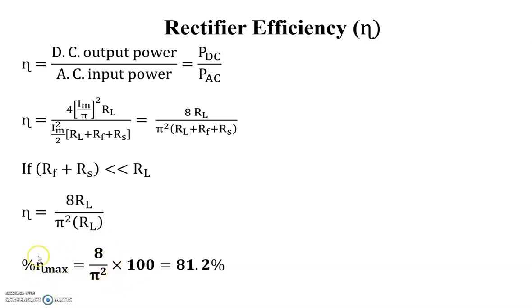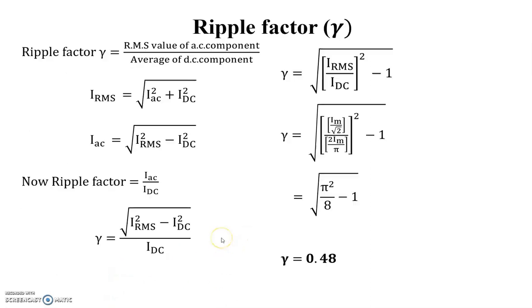In terms of percentage, multiply by 100, which gives 81.2%. So this means a maximum of 81.2% of AC power gets converted to DC power in the load. The remaining almost 19% is presented as ripple in the output, which is pulsating. There is a fluctuating component present in the output. This value is double that of the half-wave rectifier circuit. Next we will move on to the ripple factor.